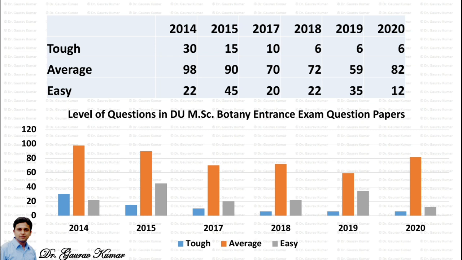So in that case the average questions were around 82 in 2020, and easy questions were around 12. If you leave the tough questions, around 6 questions I can classify as tough. So it was very easy, you could have qualified with a good rank, because almost 80% of questions are average.